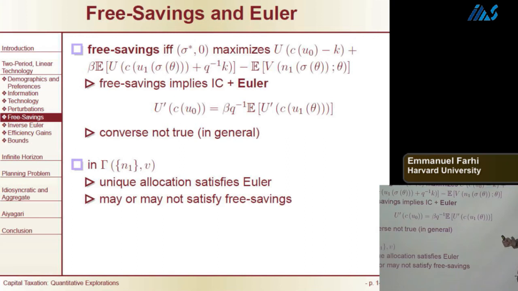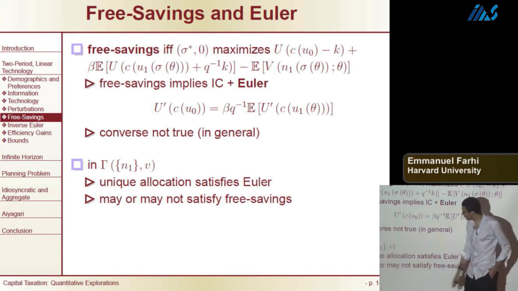So the idea is, suppose that you start with the direct mechanism, but consumption is unobservable. People would try to solve that problem, and they would be able to save. So this allocation is going to satisfy incentive compatibility, by construction, because sigma star maximizes this. And it's going to satisfy the Euler equation also, because people can save optimally. You cannot generally go the other direction. It's not because you satisfy the Euler equation and you're incentive compatible that you satisfy free savings, and it's just because this problem is not jointly concave.